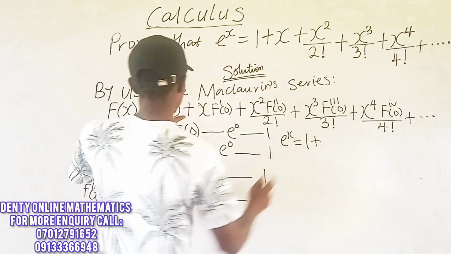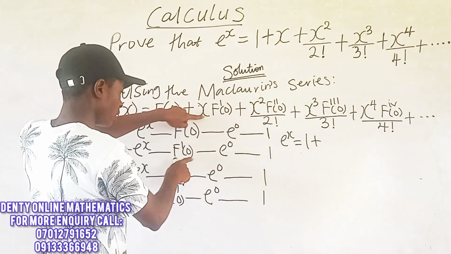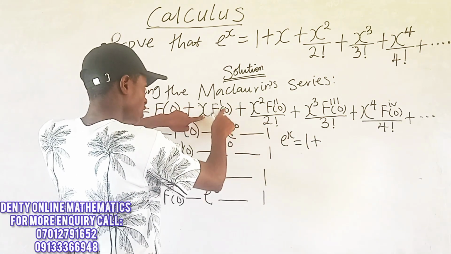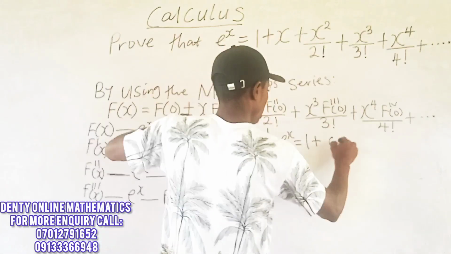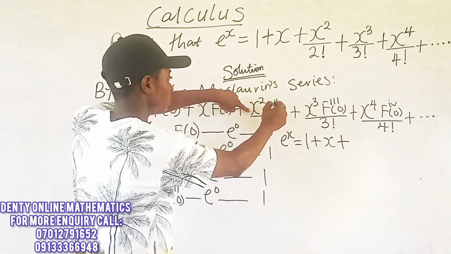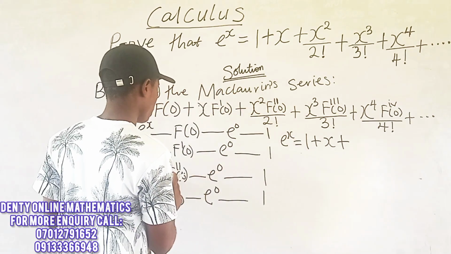So 1 plus what is here? X multiplied by f prime of 0. Now this f prime of 0 is what? 1. So everything here is 1. So 1 times x will give us x. We continue again. X squared is multiplied by this f double prime of 0. And f double prime of 0 is what? 1.